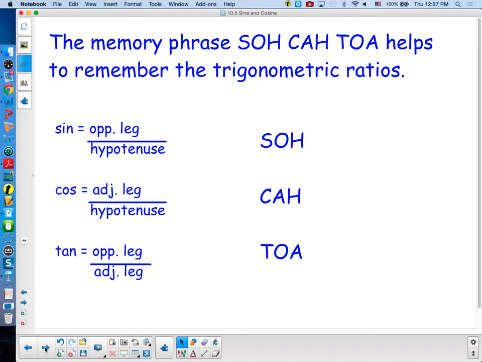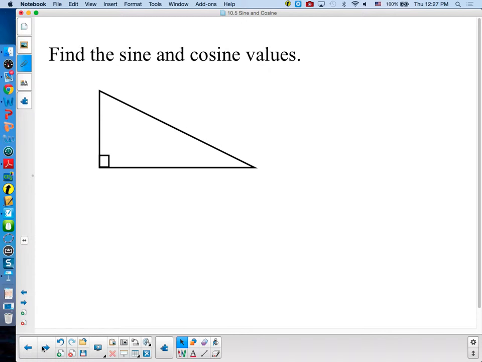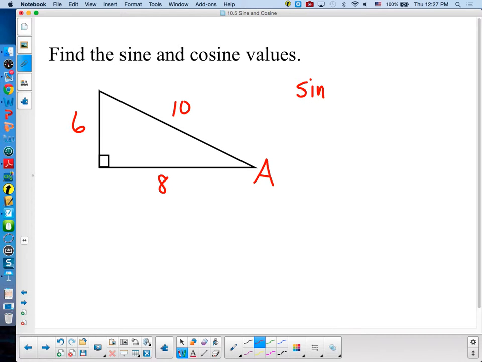All right, let's do some example type things. Find the sine and the cosine values. What do I mean by values? What was our book having us do? Fraction and put it in decimal, 4 places. All right, so let's use a 6, 8, 10 triangle, and I'll go with A down here. I want you to find the sine of angle A and then the cosine of angle A. So fraction reduced and decimal. Okay, work on those two.